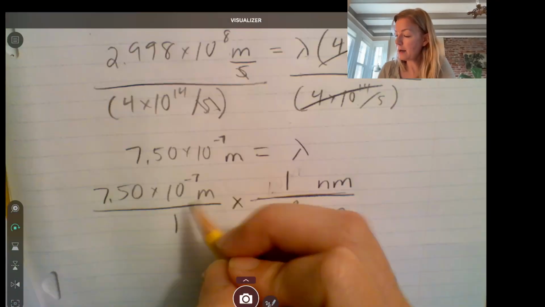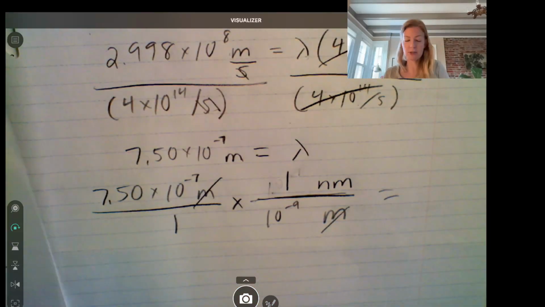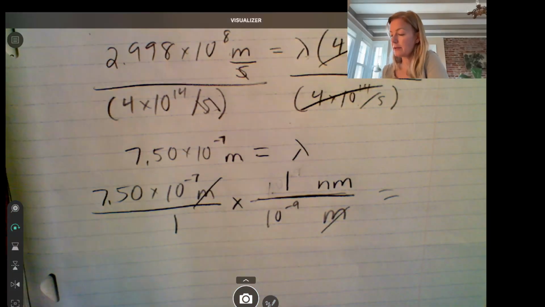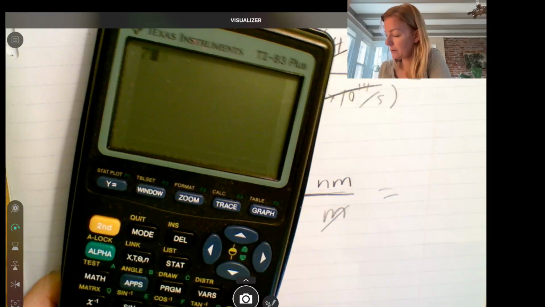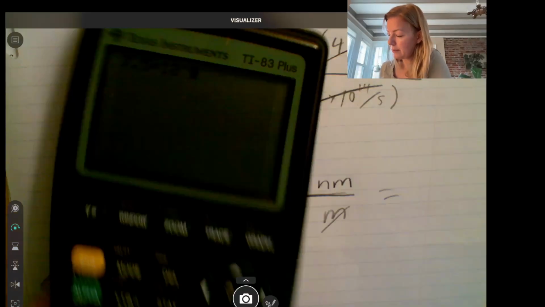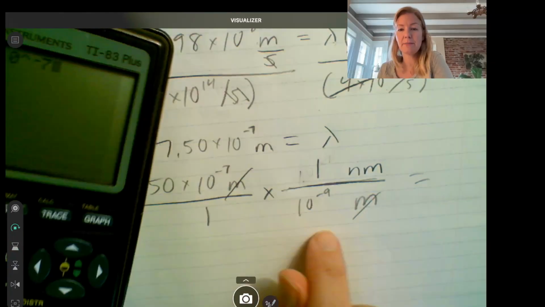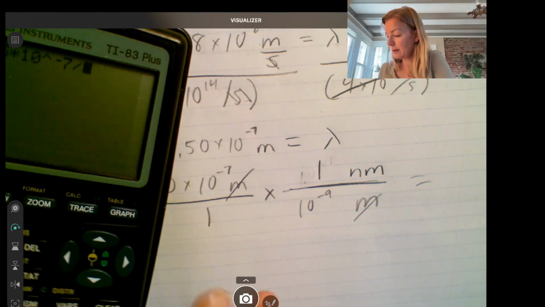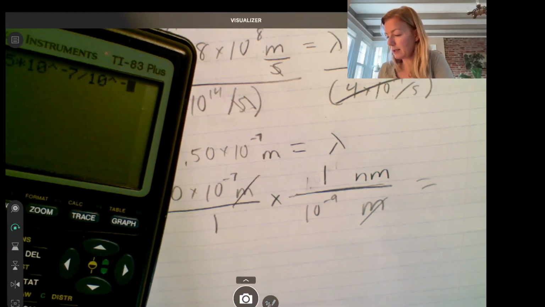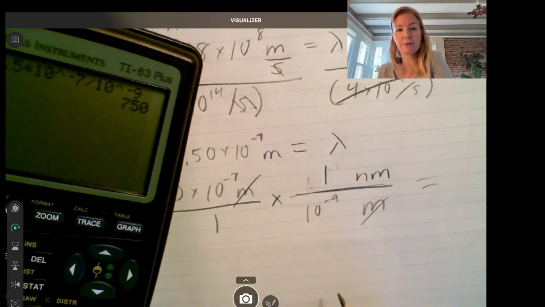Okay, so cancel meters, and then just type that in your calculator. 7.50 times 10 to the negative 7th times 1. I'm not going to type that in. Divided by 10 to the negative 9th. Okay, and you get 750.